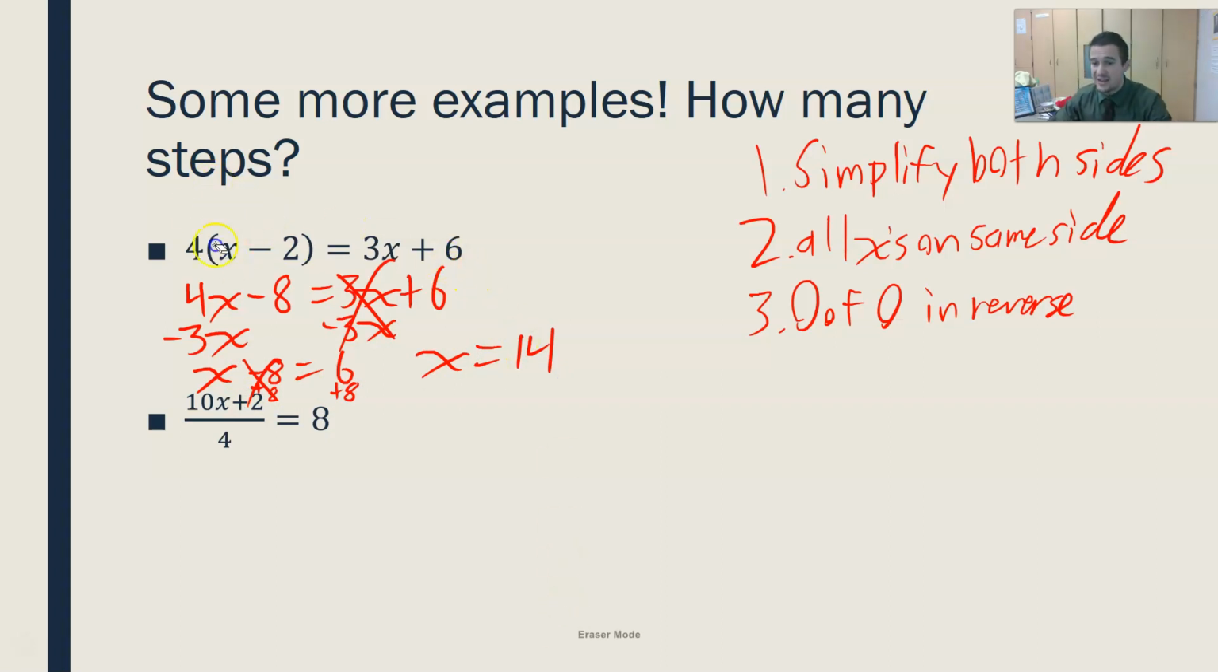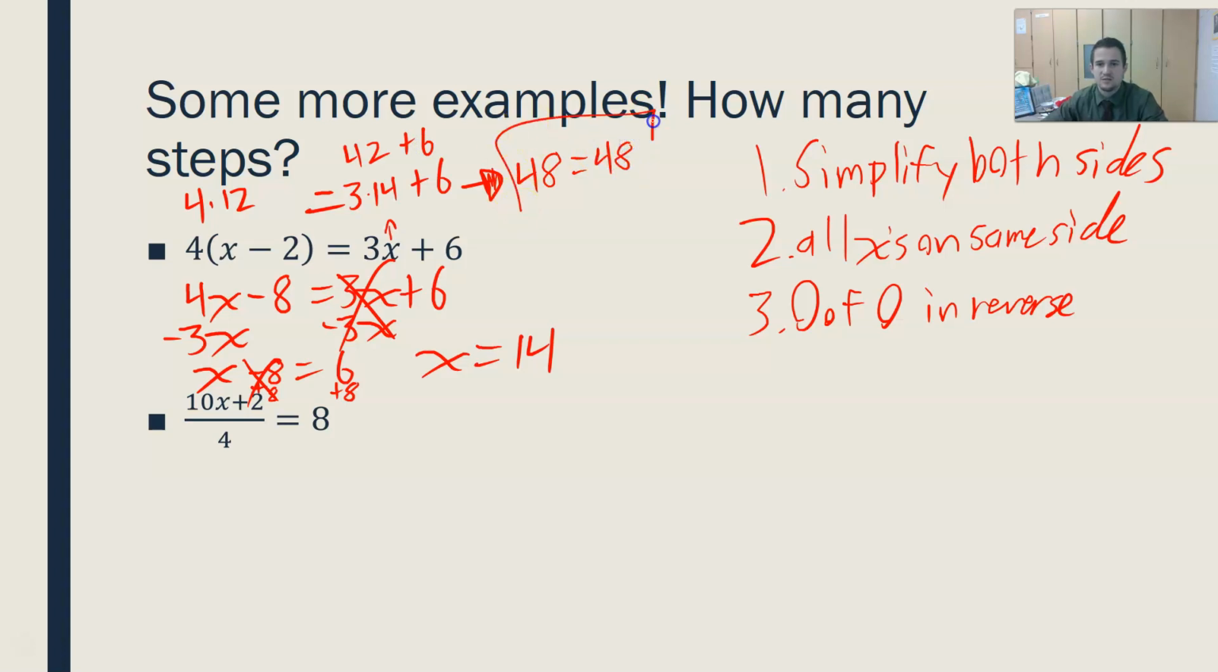If I double check that, let's plug that back into my equation, make sure it works. 4 times, let's see, 14 minus 2 is 12. So I have 4 times 12 over here, equals 3 times 14, plugged 14 in for x, plus 6. 4 times 12, well, that's 48. 3 times 14, that's 42, plus 6 is 48. So indeed that works. Both sides of the equal sign are equal, which is what I want.